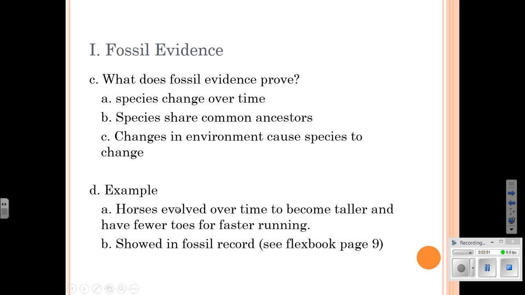A good example of this is in your flex book. On page 9, it talks about how horses have evolved over time, and it shows their fossil record. In the modern day, they're much taller, and they used to have separate toes, which have now formed into the hoof, and those hooves have made them much faster and better runners. If you want to read a little bit more about that, just check your flex book.